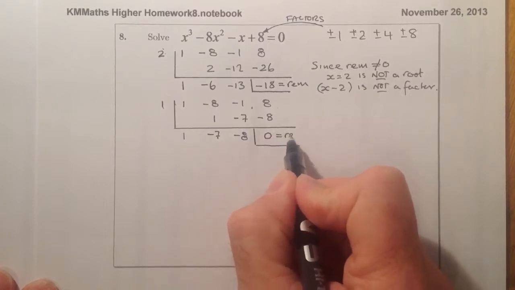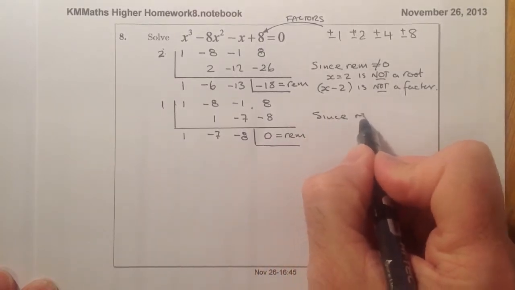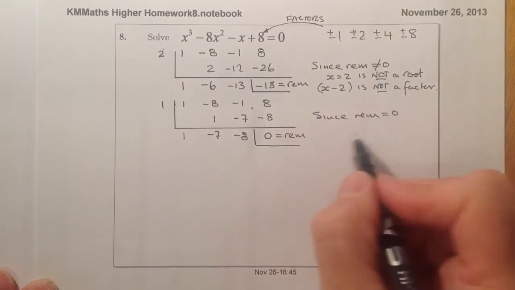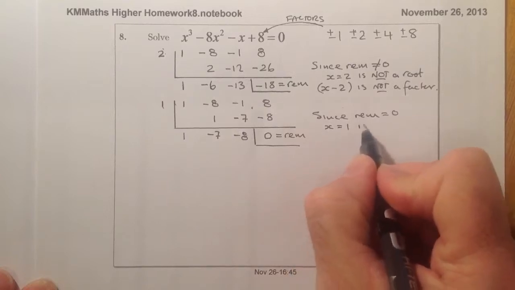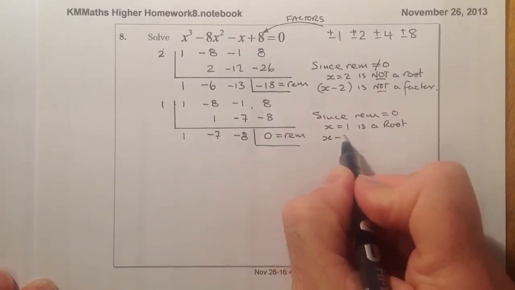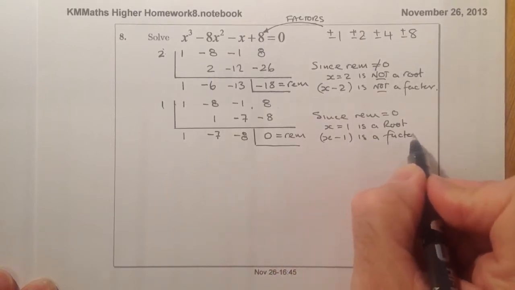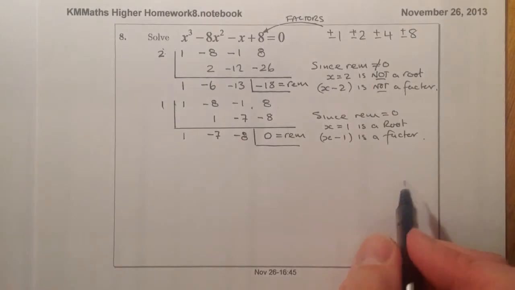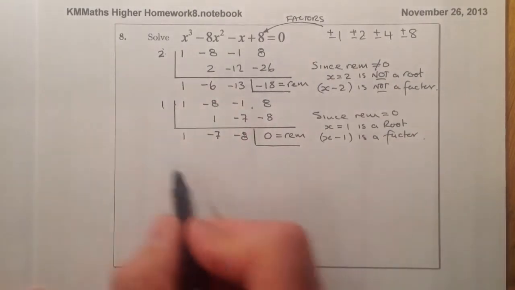So that equals the remainder. So since the remainder equals 0, I'm going to say that x equals 1 is a root, and x minus 1 is a factor. Okay, so what I do is I need the factors there to allow me to work out the rest of the question. Okay, so I'm going to start with the equation I was given.